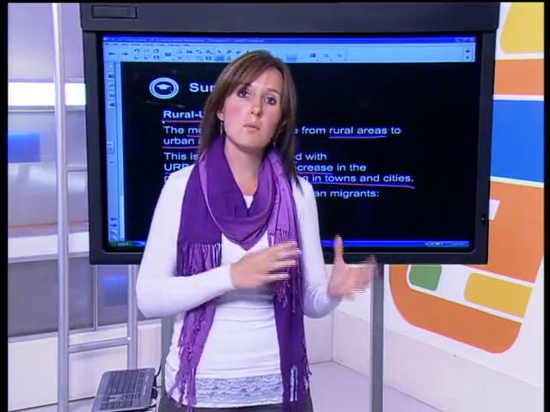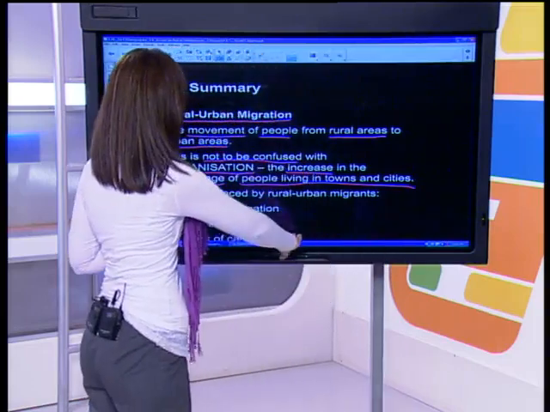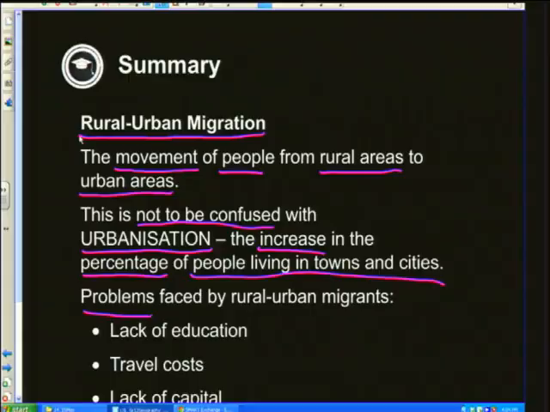When we're dealing with rural-urban migration, we're going to look at push and pull factors, but we need to also look at what happens to the people who move to cities and also the consequences of those that are left behind. So let's have a look at a couple of those. We need to look at problems that are faced by rural-urban migrants.